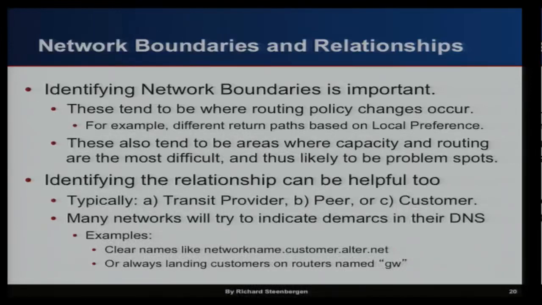And then identifying the relationship, you want to figure out if it's a transit relationship, if one person is a provider to the other, if it's a peer, if it's a true interconnection. It doesn't matter if it's settlement free or not, but if it's routed as a peer, so that only customer routes are advertised to each other, and if it's a customer.